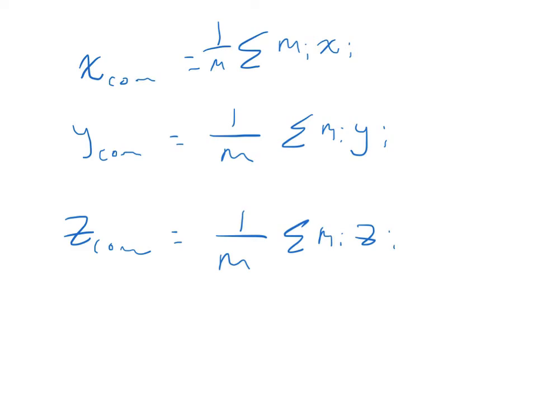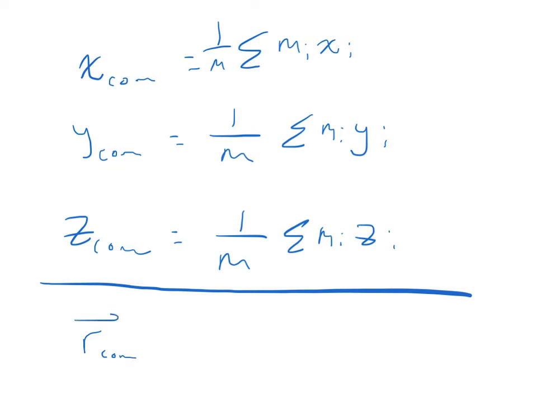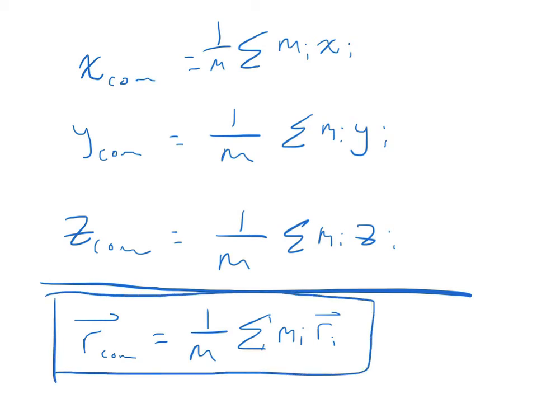Well, what we realize then is we could think about this in terms of a vector, where our center of mass, the vector center of mass, is just 1 over the total mass times the sum of m_i, and then x, y, and z all together in terms of a vector. And this will come up later on in the next unit that we talk about, but this is a really helpful way for us to express center of mass in terms of a vector.